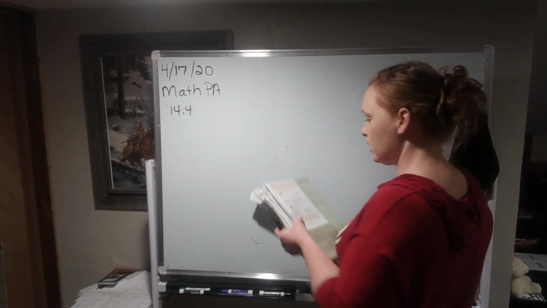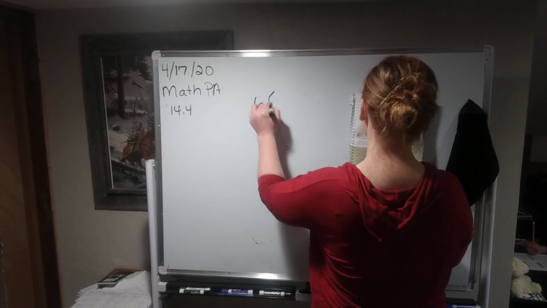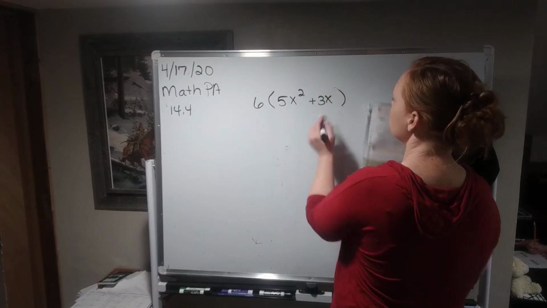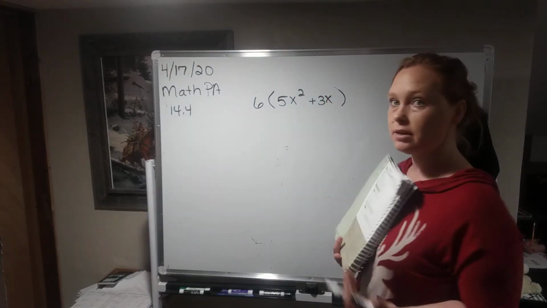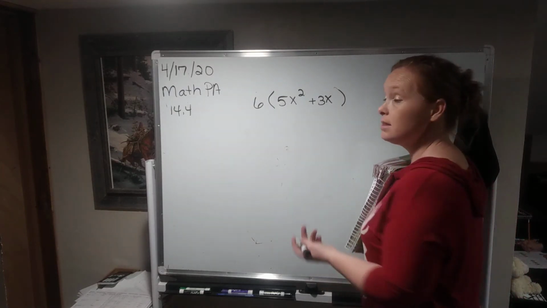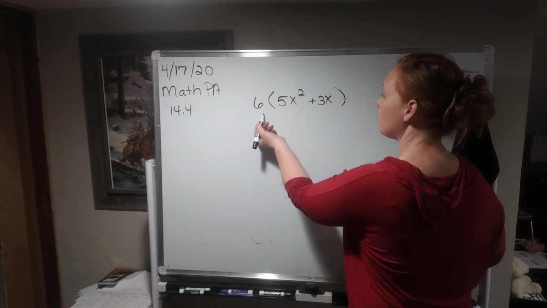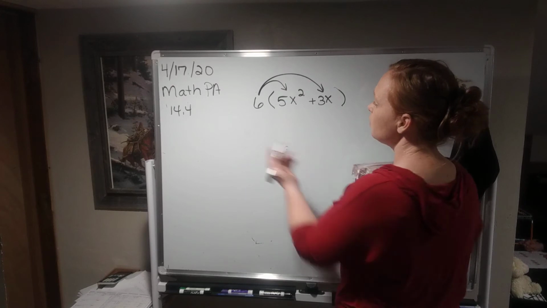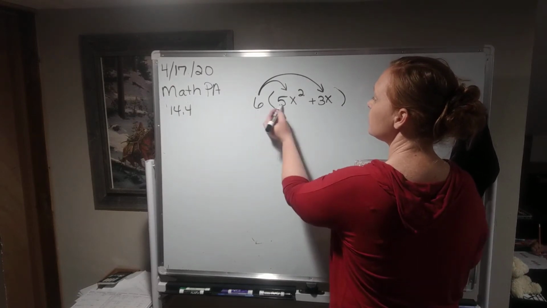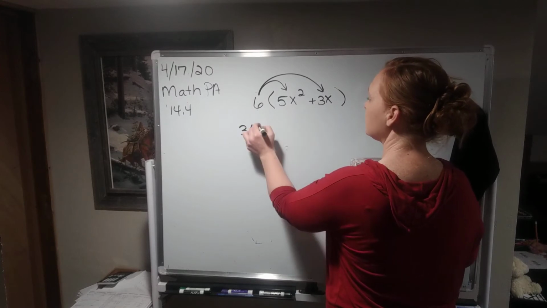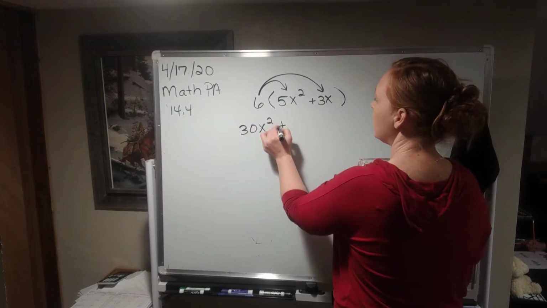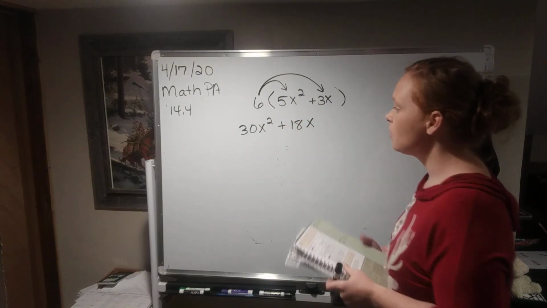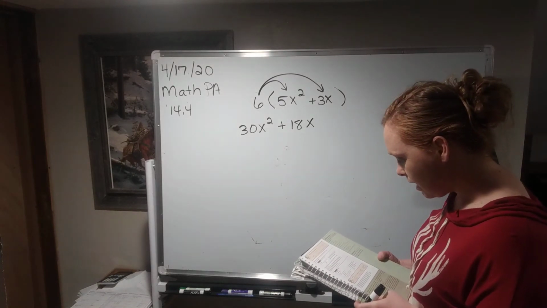Let's do example 4a. 6 times 5x squared plus 3x. If I cannot add these together in my parentheses, I know I need to distribute to get them out. In this case, it's not just a positive or a negative, we have a number out front. So here I need to distribute the 6 into both. First I need to say 6 times 5x squared. 6 times 5 is 30x squared, plus 6 times 3 is 18x. So 30x squared plus 18x.